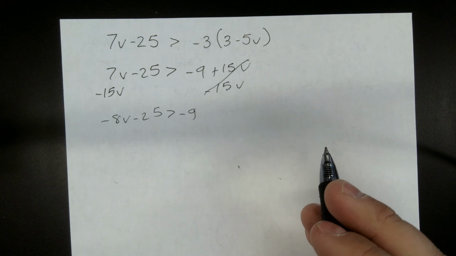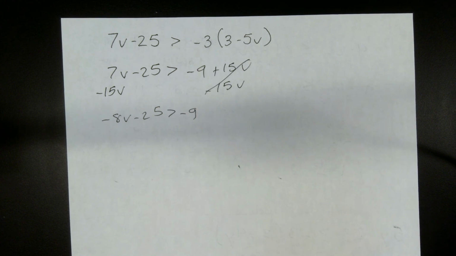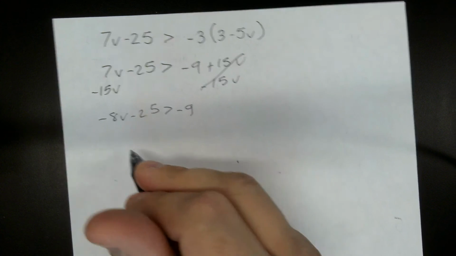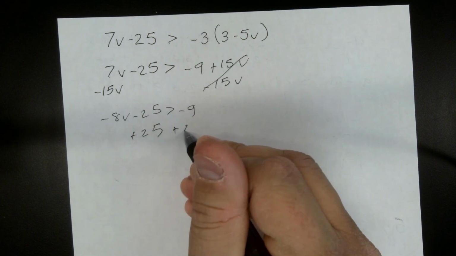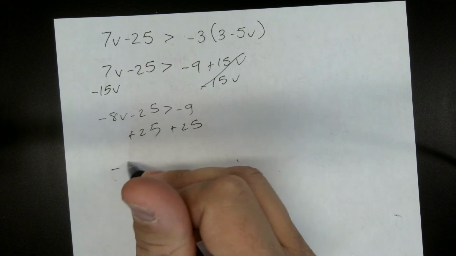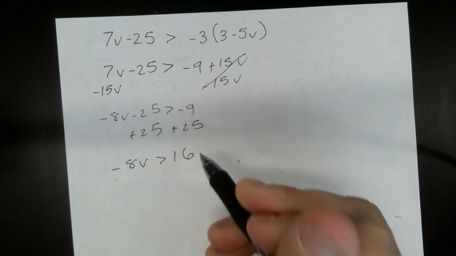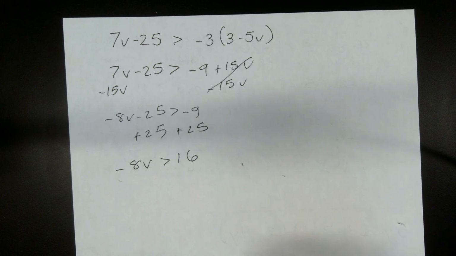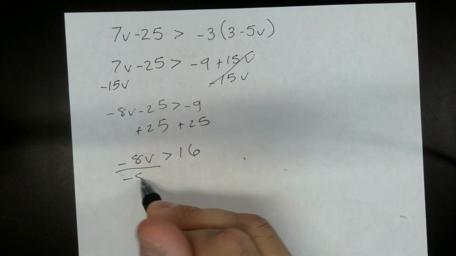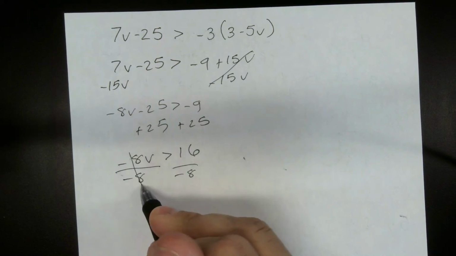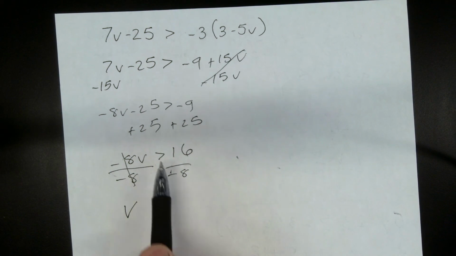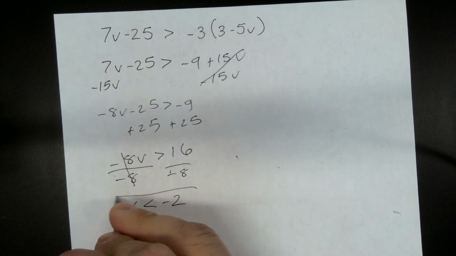Well, I guess the next step. Okay, what do I do on mine? You subtract, add 25. Good, so we're going to add 25 to both sides. And then we're going to have negative 8V is greater than or equal to 16. Braxton, what do I do next? Okay, good. Daxton, what do I have to do to this inequality sign? Nice. And there's your solution.